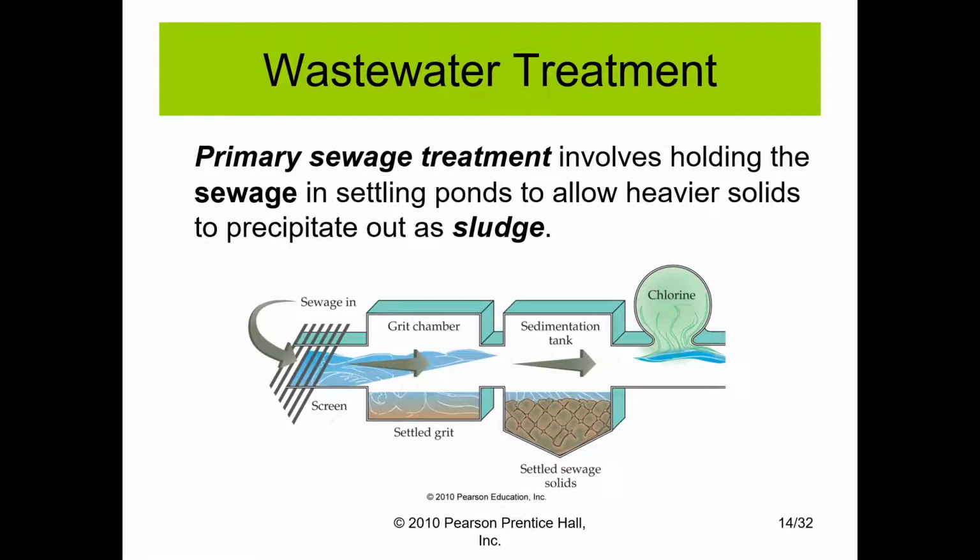The sewage passes through a screen to filter out the largest solids. Then in the grit chamber, some of the solids settle towards the bottom, allowing only the liquid to pass through into a sedimentation tank, which allows even more of the settled sewage to solidify at the bottom.